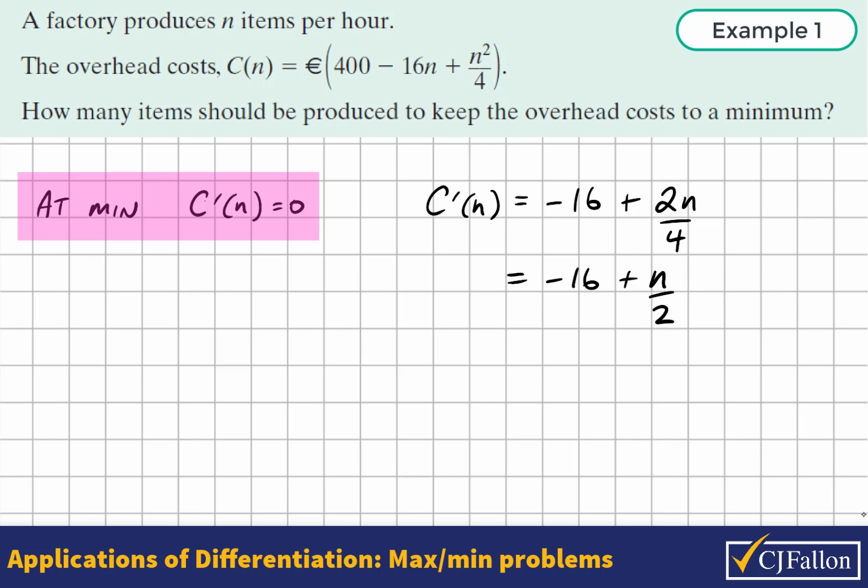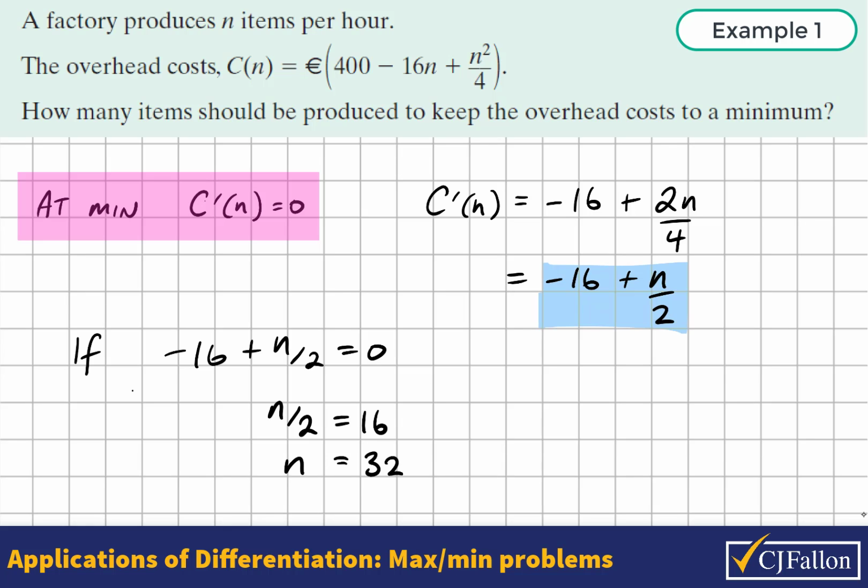So negative 16 plus n over 2 is the derivative. And we want to know, well, for what value of n would that be equal to 0? So we let that equal to 0. And then we solve this equation. Adding 16 to both sides and multiplying both sides by 2, we see n is equal to 32. So in the context of the question, we would say 32 items per hour would keep the cost to a minimum.